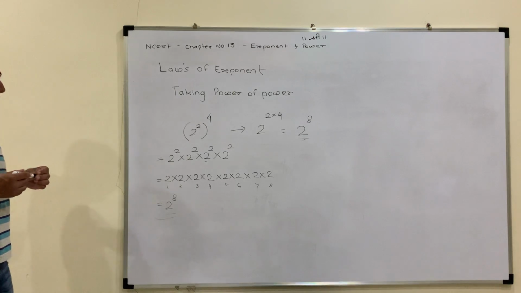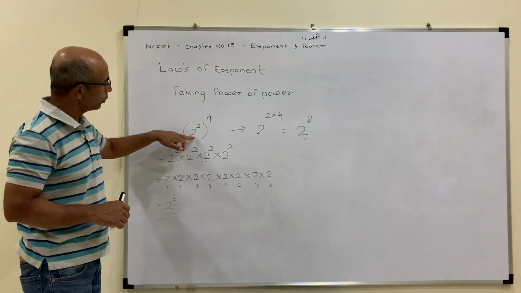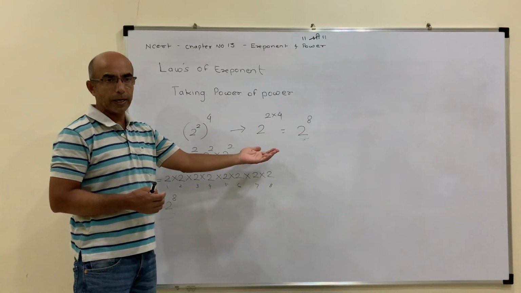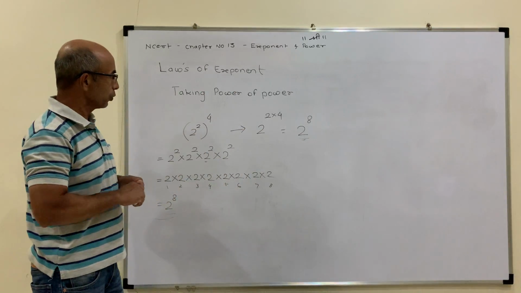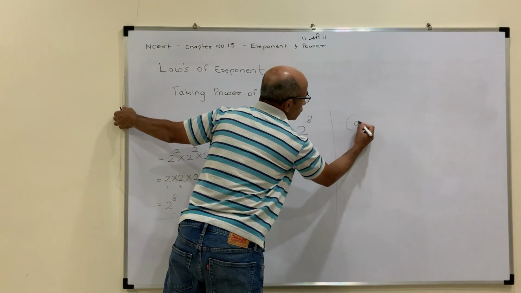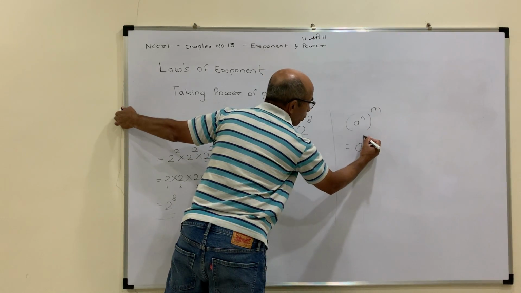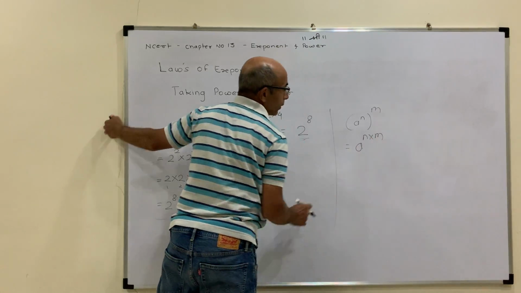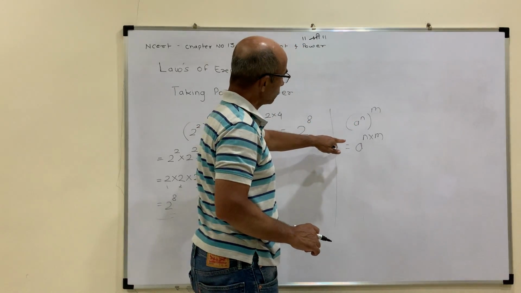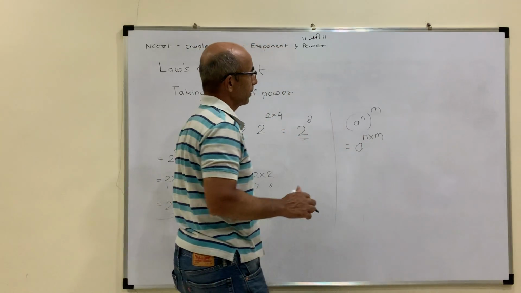So what it says is that when we take power of power, we need to multiply the two powers, the power which is inside with the power which is outside. So the rule we can say is (a raised to m) raised to n is nothing but a raised to n into m. So now I'll summarize. When we say a power of power, it's a multiplication.